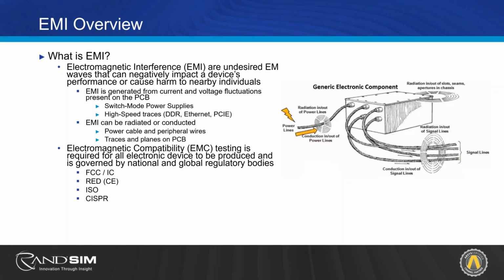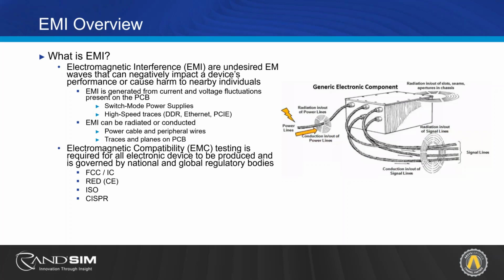So what are some sources of EMI that would be present on a PCB? That would be your switch mode power supplies like a buck or boost converter, as well as high speed traces like DDR memory, Ethernet, PCIe, anything that's switching at a high speed or is pushing a considerable amount of current quickly. And using that picture as a reference, the EMI can be radiated or conducted. Some EMI will generate and radiate off the cables, and some will actually travel along the cables as well. So that's our radiated and conducted emissions.